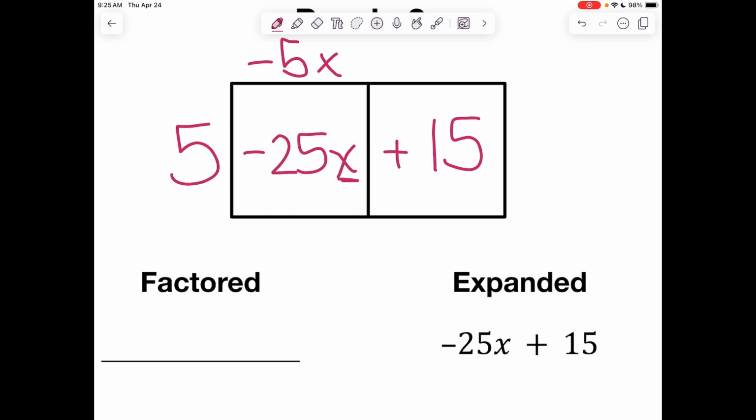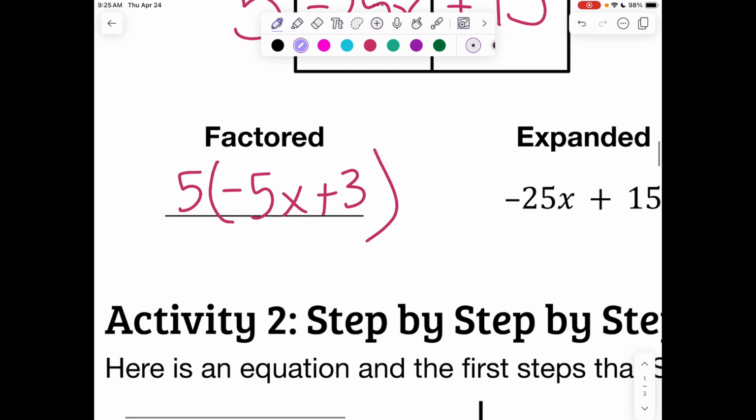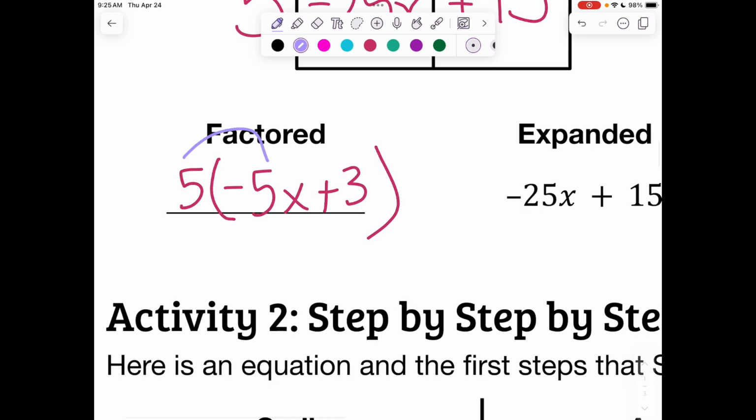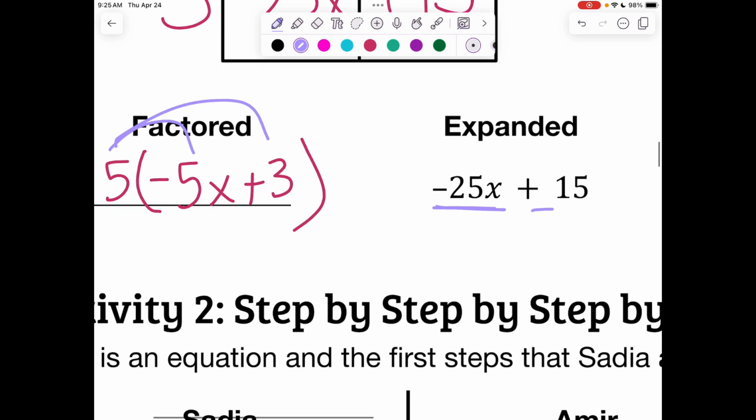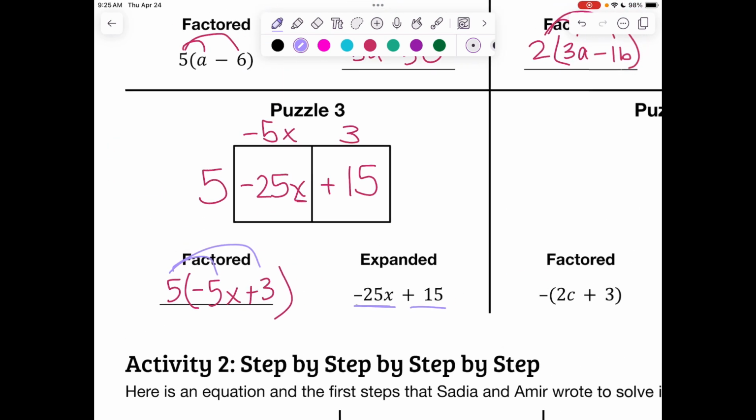All right, last one, we need to think 5 times what equals 15? Well, hopefully you know that it's 3. So then when we write this as a factored expression, we would write 5 on the outside, negative 5x plus 3 on the inside. Then if we practiced our whoop whoops, 5 times negative 5x is negative 25x. 5 times 3 is 15, so we did it.